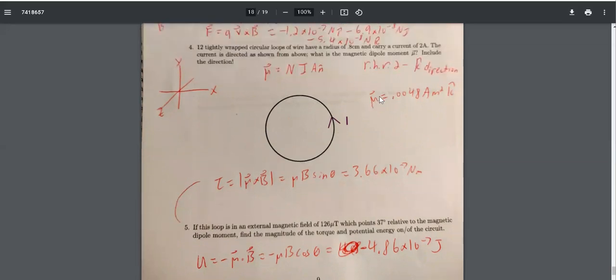We know the magnitude of this vector. It's just this number here. We were given the magnetic field and we were also given the angle. We just plug those things in and we get this number. The torque is measured in newton meters.